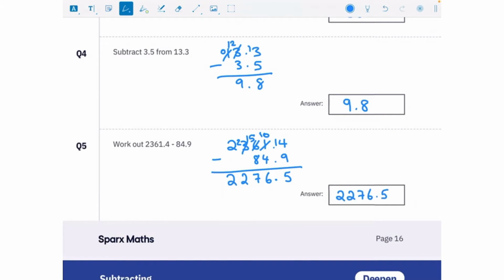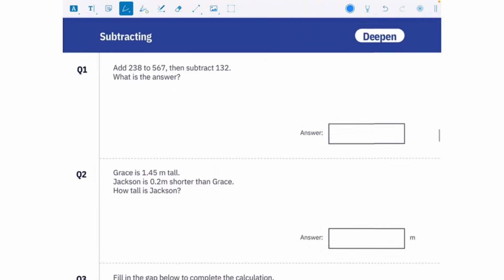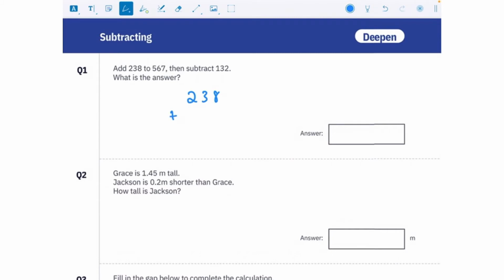2,276.5. Moving on to deepen, so these are the most challenging questions of subtraction. Add 238 to 567 and then subtract 132. So we're going to do 2, 3, 8, add 5, 6, 7 first. That's 15, carry the 1. 3 add 6 is 9, add the 1 is 10. 2 add 5 is 7, add the 1 is 8. So then I've got 805 and then we're going to take away 132.